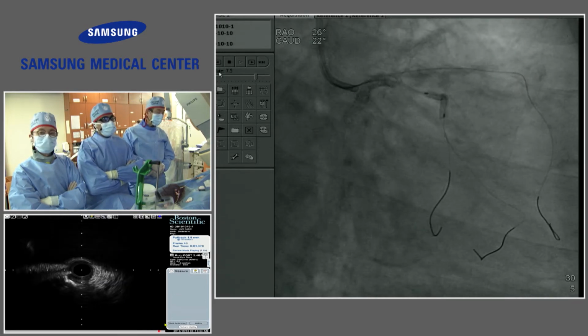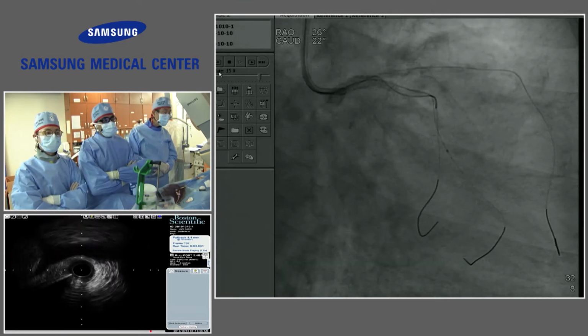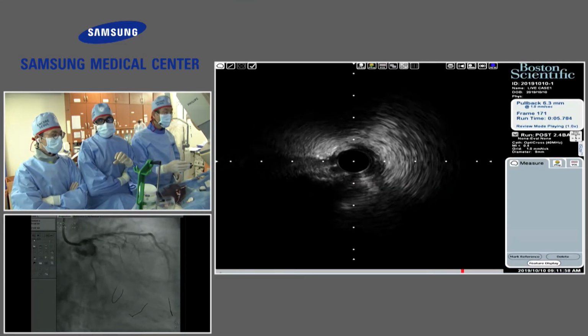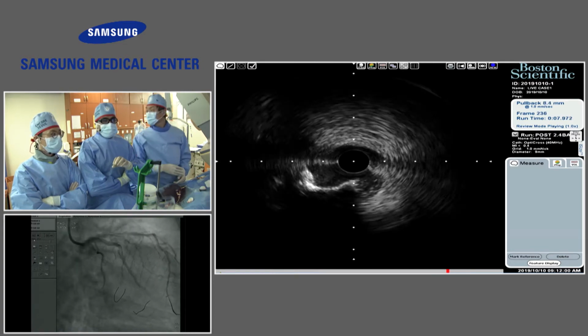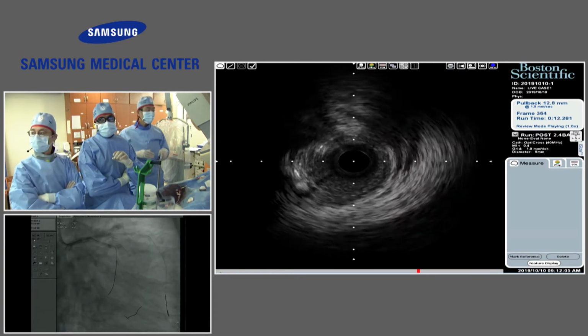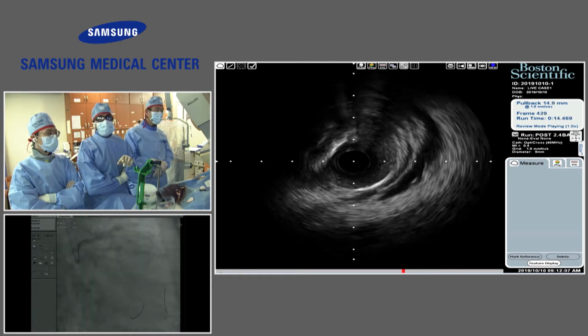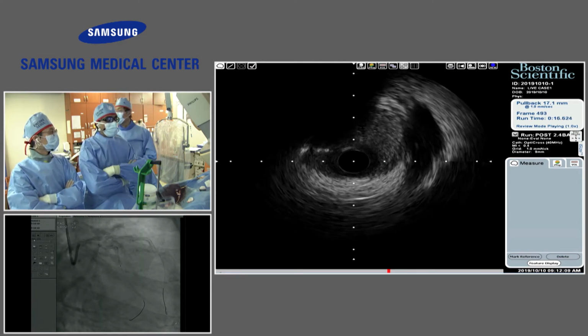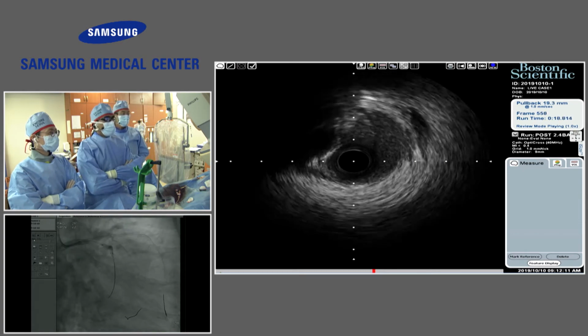So the IVUS actually was tremendously helpful. It also showed us exactly where the intramural hematoma was. And so we knew that the distal flow was compromised because of a proximal intramural hematoma, which we further dilated and previously considered a cutting balloon.